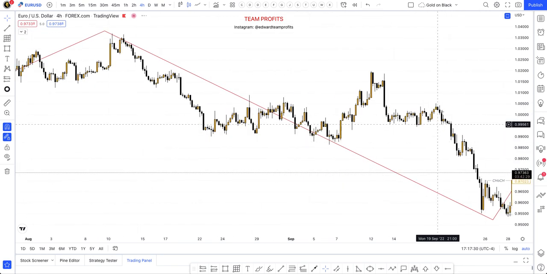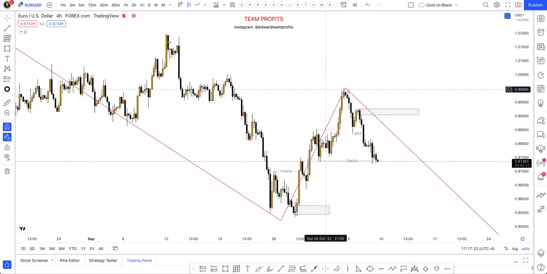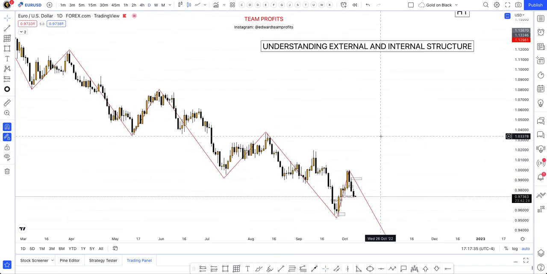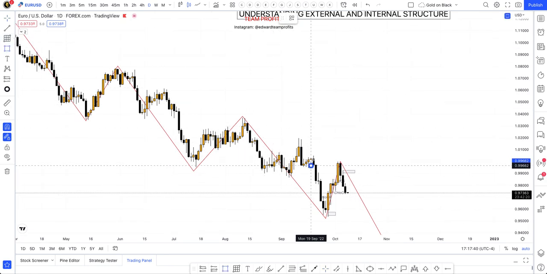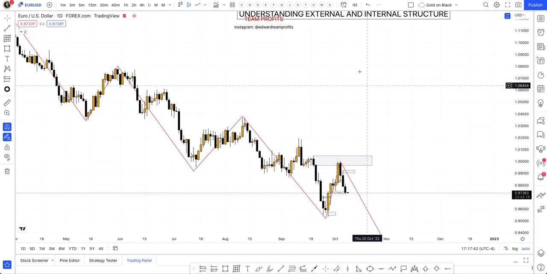Okay, so not just that. Just look at also, let's go back to the daily, and if you go on the daily, look at what's happening. The market in here reacted to this order block already.